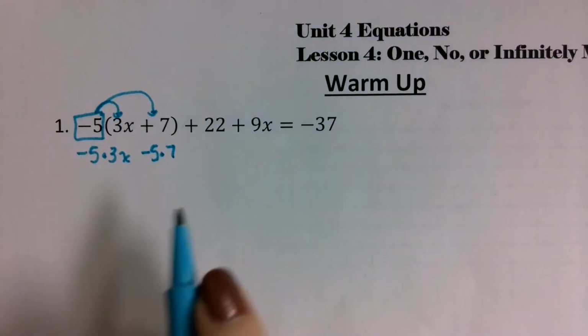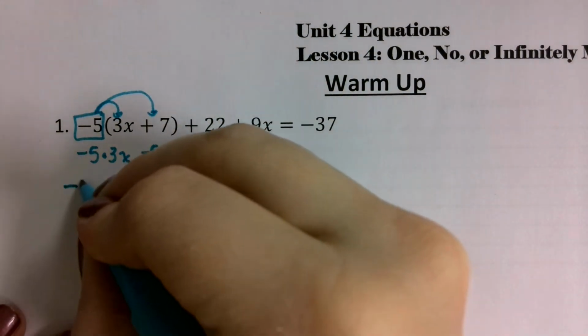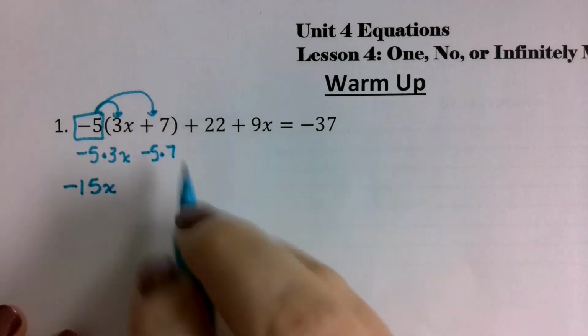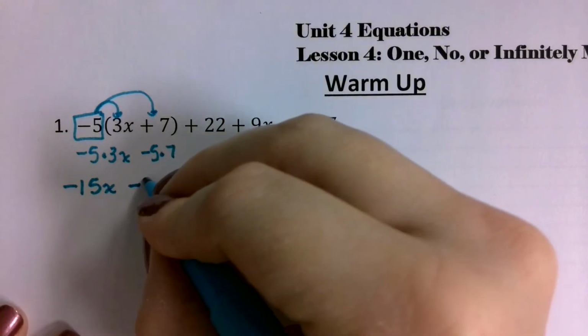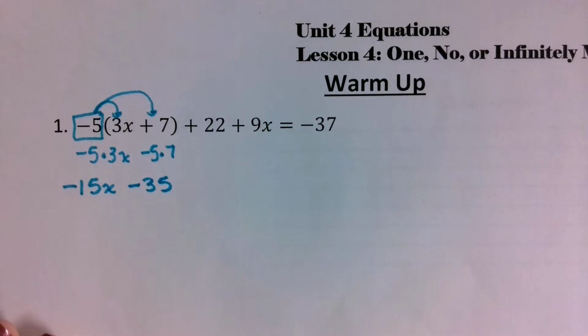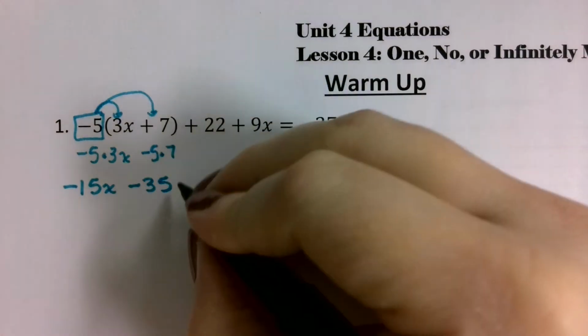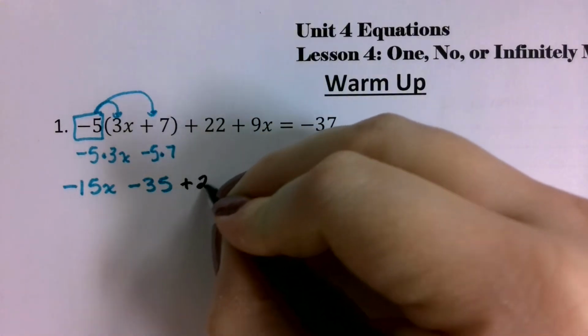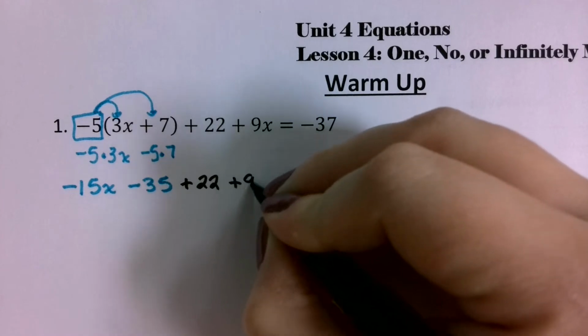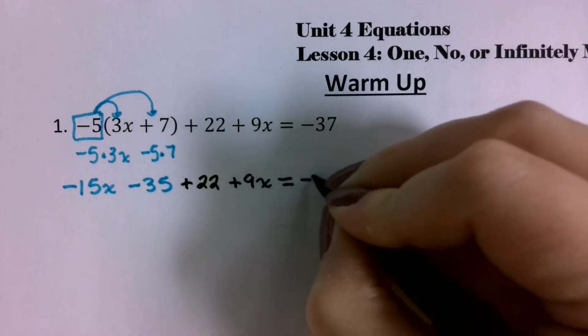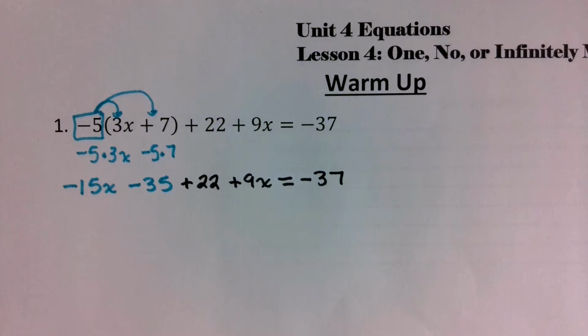And when we do negative 5 times the 3x, we're going to get negative 15x. When we do negative 5 times 7, we're going to get negative 35. Then we still have all the rest of this material. We still have that plus 22 plus 9x is equal to negative 37. Okay, from here, what is the next step that we are supposed to do? Trang?